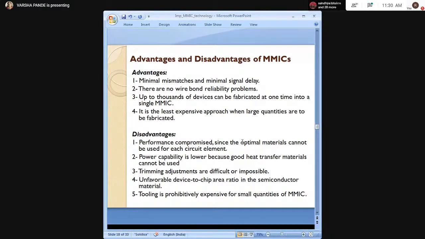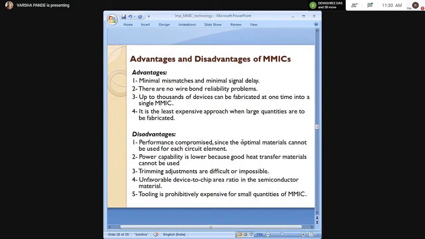All the devices are very small, and as I already told you, the circuit dimensions, the integrated chip dimensions, are very small. Therefore the interconnection delay is less, because all the components are very close to each other, so there are very short paths for interconnects. As the paths are short, interconnect delays are reduced, therefore signal delays are reduced.